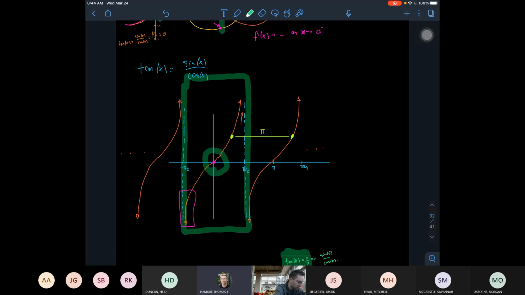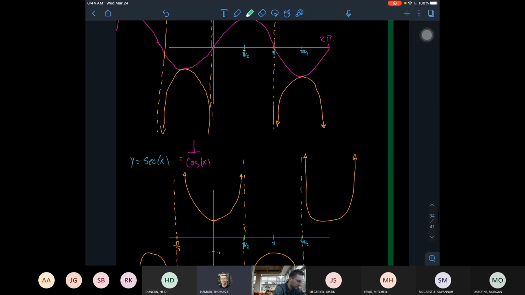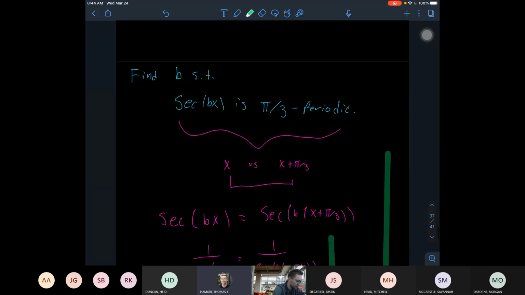Tangent's also the easiest to remember because it goes straight through the origin, okay? And it looks like a dude dancing, or dudette, or non-binary dude. Okay.